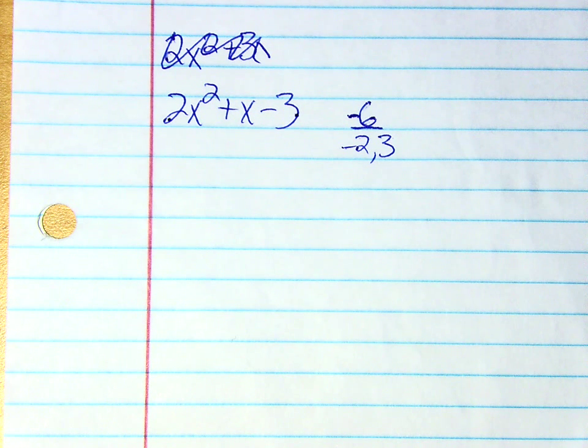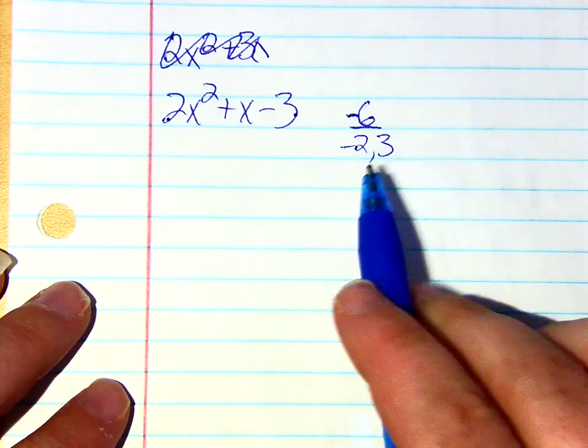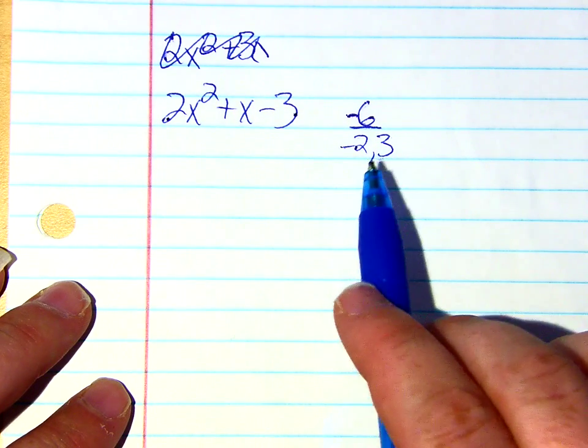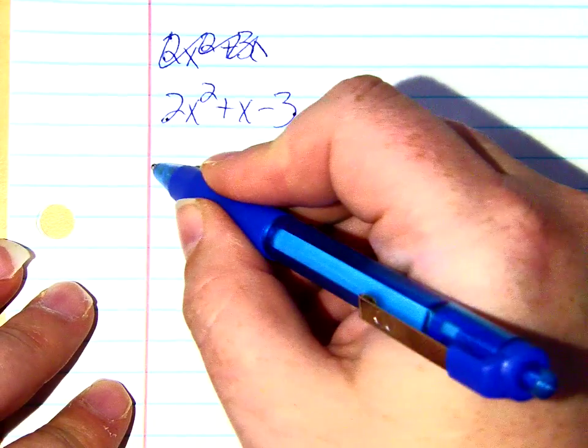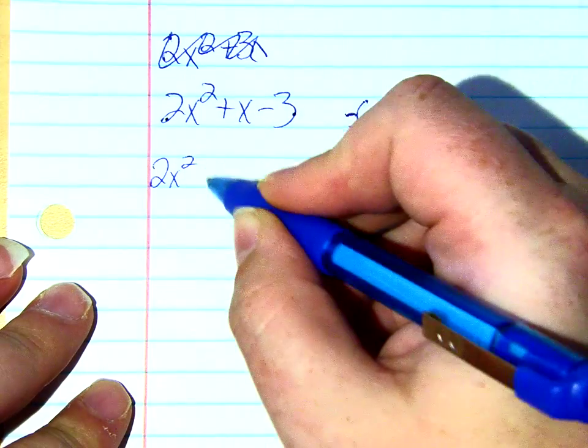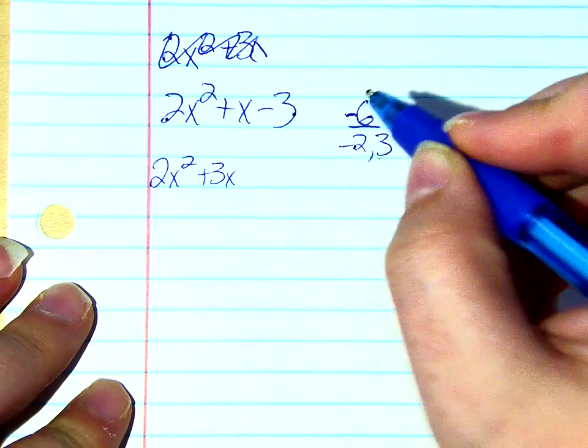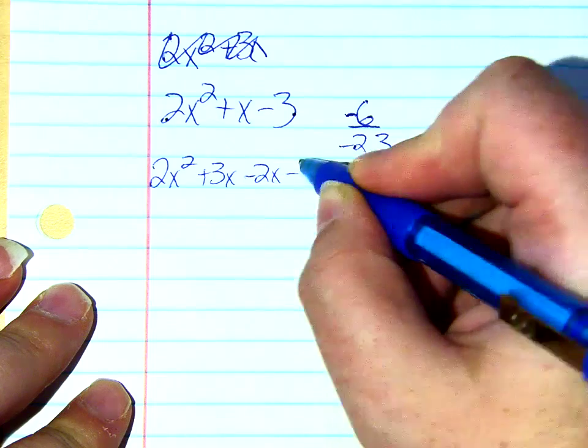Okay? So now I'm going to rewrite this. I'm going to write the 3 first just because I want something to happen. So watch this. 2x squared plus 3x minus 2x minus 3.